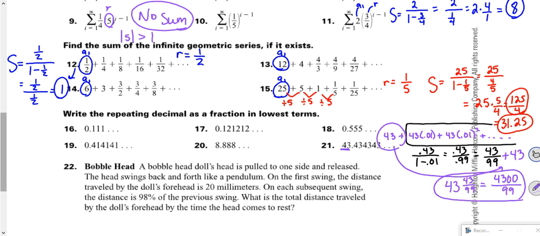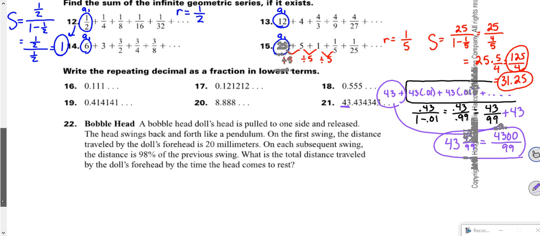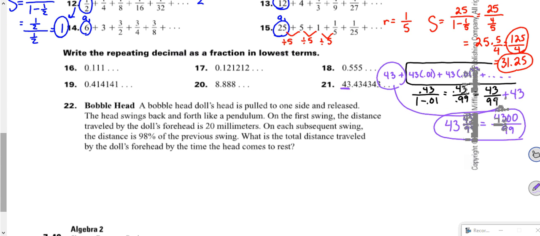Okay, now I like this bobblehead one. It's the same kind of deal. So a bobblehead doll's head is pulled to one side and released. The head swings back and forth like a pendulum. On the first swing, the distance traveled by the doll's forehead is 20 millimeters. On each subsequent swing, the distance is 98% of the previous swing. What's the total distance traveled by the doll's forehead by the time the head comes to rest?